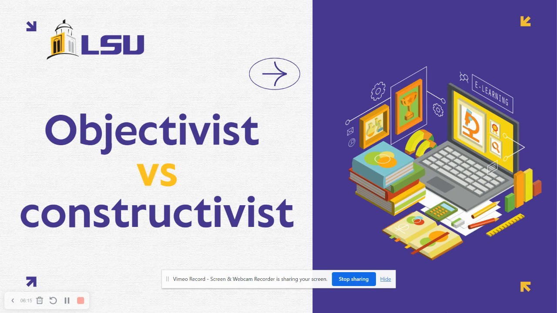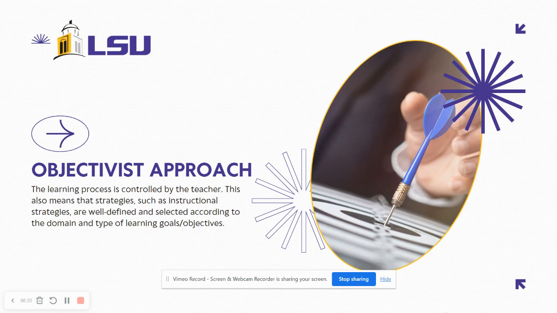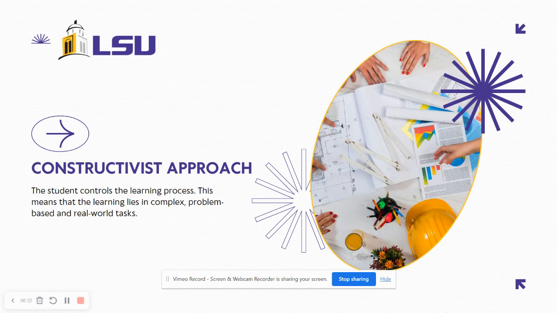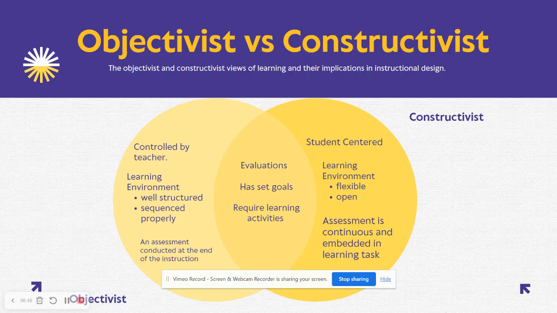So next we're going to go into the objectivist and constructivist approaches. With the objectivist approach, the learning process is controlled by the teacher, which also means the instructional strategies are well defined and selected according to the domain and type of learning goals or objectives. Going into the constructivist approach, the student controls the learning process, and that means the learner lies in complex, problem-based, and real-world tasks. So really using their real life, or real-world examples, and putting it into your learning.